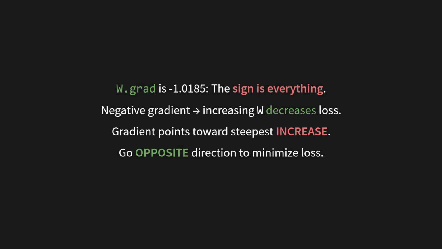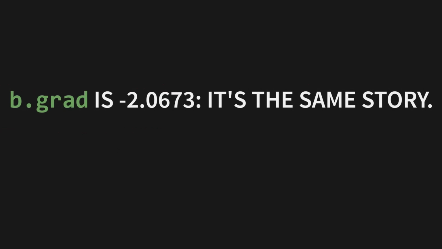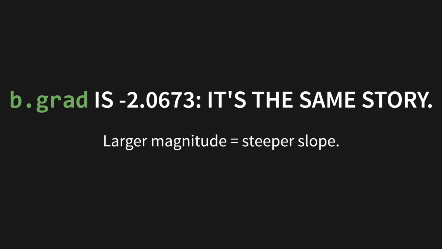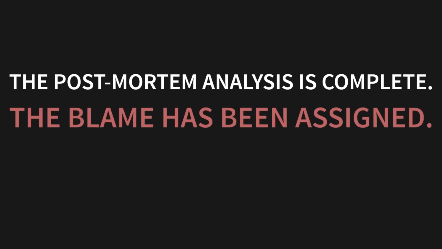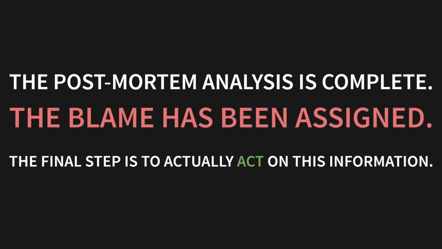Now look at B.grad. It's negative 2.0673. It's the same story. A negative sign means increasing B will decrease the loss. And the larger magnitude just means the slope is a little steeper for B right now. So there we have it. We have what we need to improve. We can measure our error using the loss. And we know the exact direction to go thanks to the .grad attribute. The postmortem analysis is complete. The blame has been assigned. The final step is to actually act on this information.